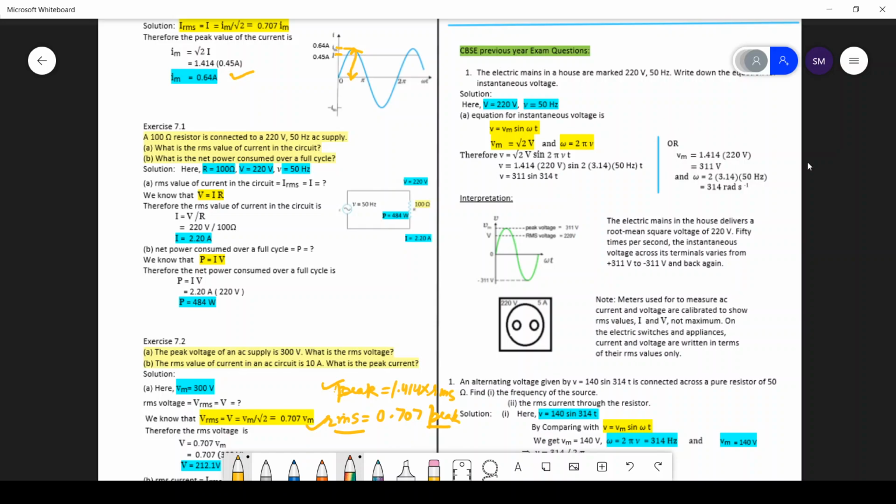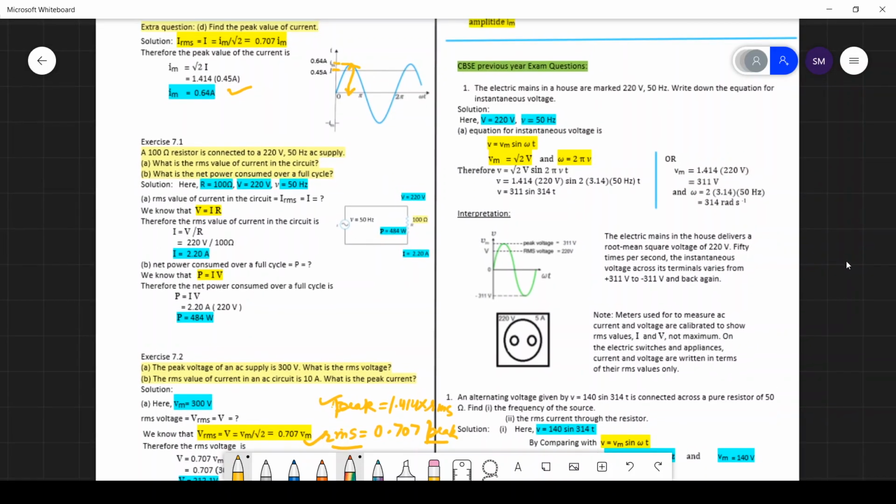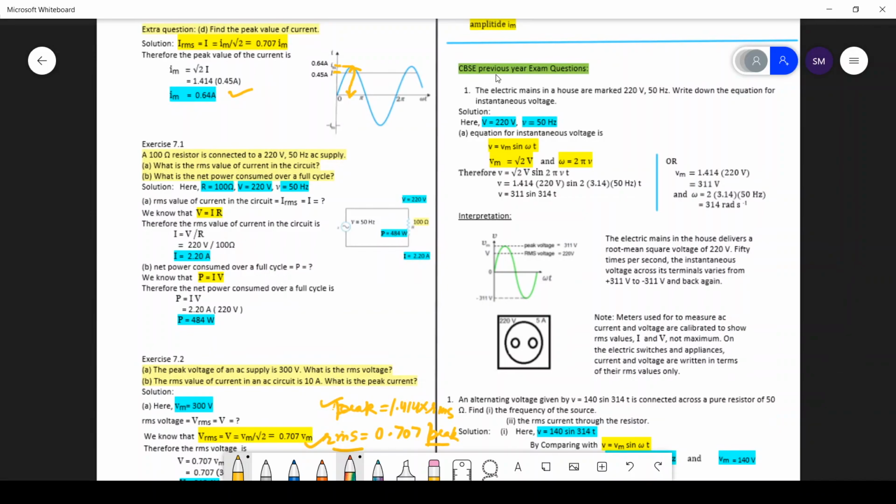Now we are going to do two questions which are from CBSE exams. So the first question is, the electric mains in a house are marked 220 volt 50 hertz. So we need to write down the equation for the instantaneous voltage. So that's the equation. V equals Vm sine omega t. So here we need to put the value of Vm and we need to put the value of omega.